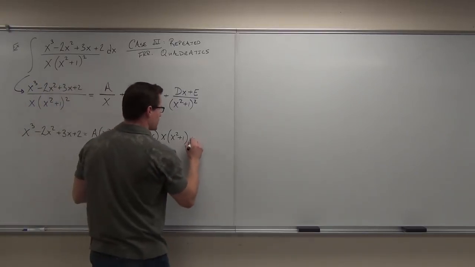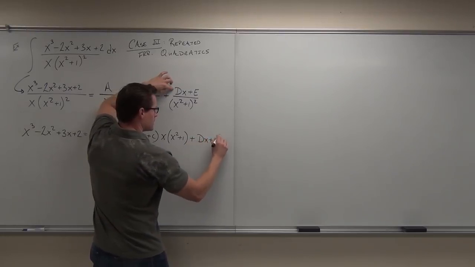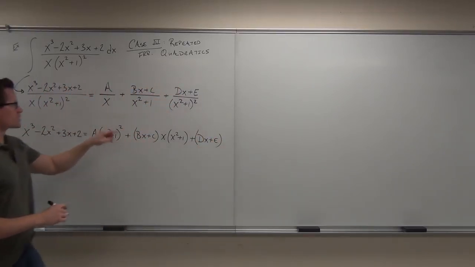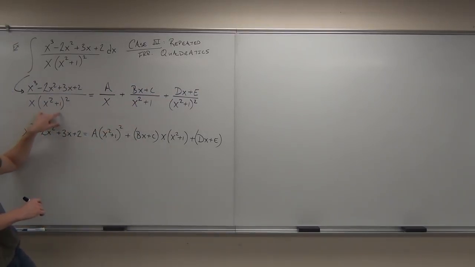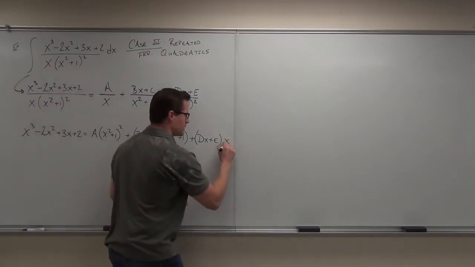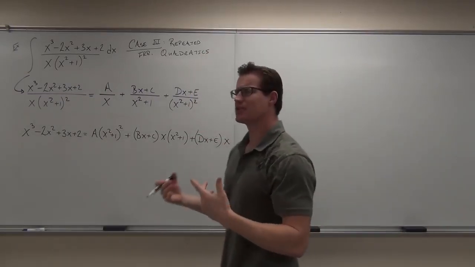And lastly, we have a Dx plus E, again in parentheses. So here we were missing this guy. Here we were missing x and one factor of this guy. Here we're missing what? So it's just got to be (Dx plus E) times x. Show of hands if you're okay with that. Perfect.